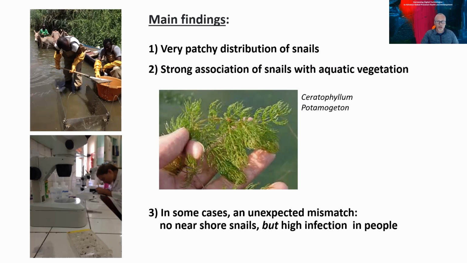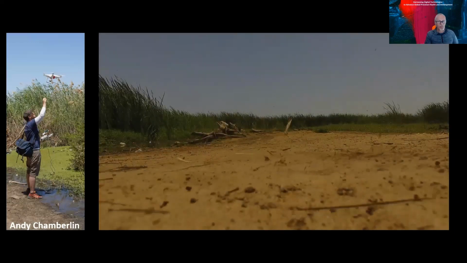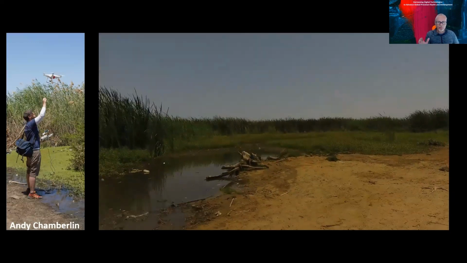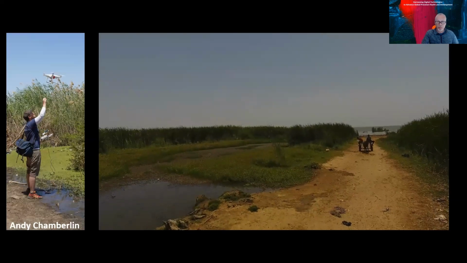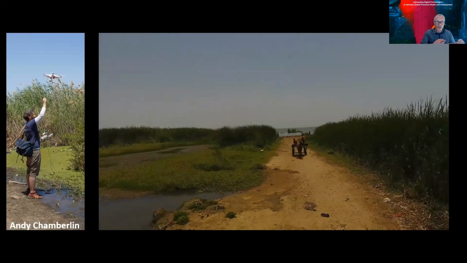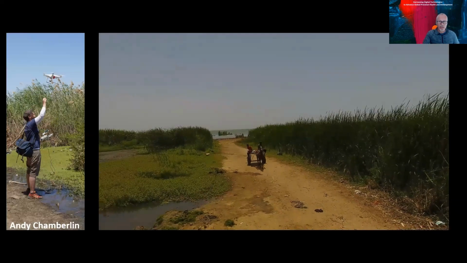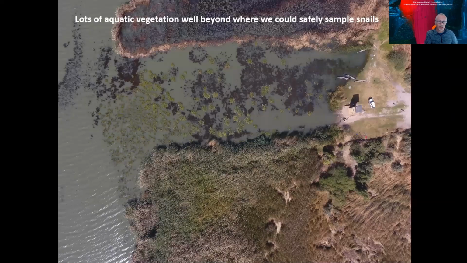And in order to do that, in January 2017, we bought a simple, cheap recreational drone, a DJI Phantom 4 with a simple RGB camera. We started to take shots of our field site. And what we found was a lot more suitable habitat for the snail than we could see from the shore.